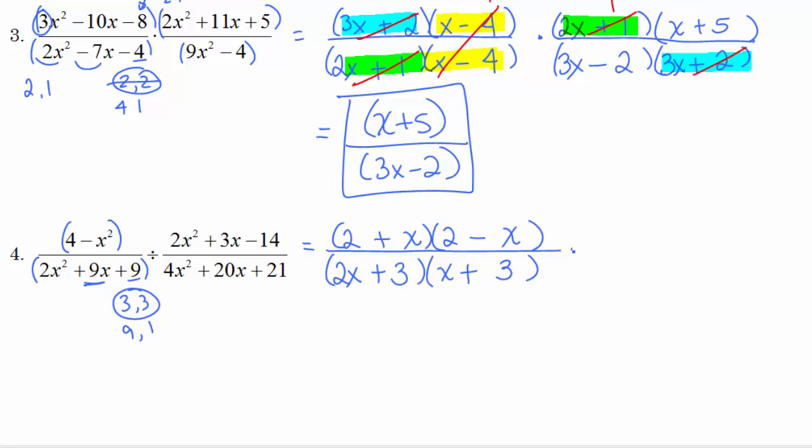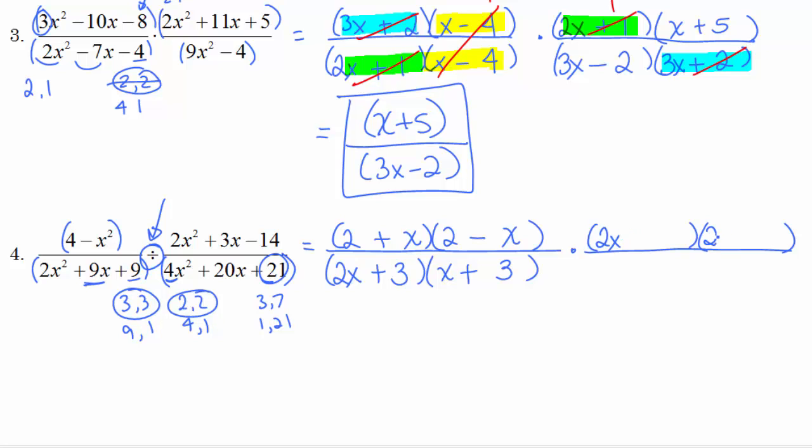I think it's okay. Now I need to change this to multiplication, so this goes upstairs. So for 4 I have 2 and 2 or 4 and 1. For 21, 3 and 7 or 1 and 21. I'm going to look at the rest of the problem, and I have a bunch of 2's, so I'm going to try 2 and 2. And remember, I'm moving this upstairs because I'm taking the reciprocal. I'm multiplying by that reciprocal.